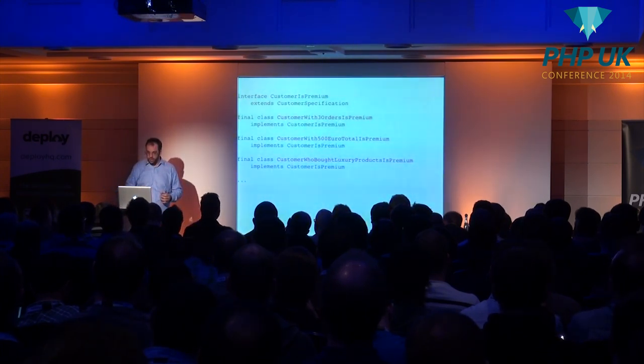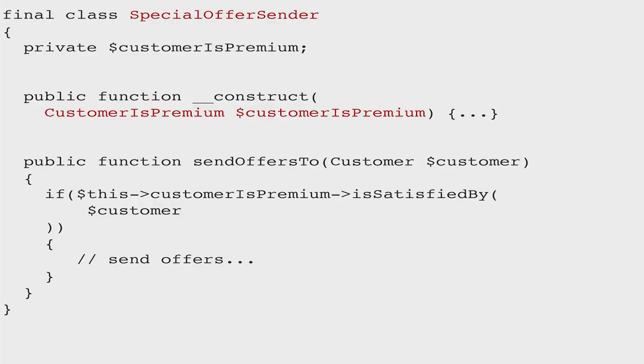And this is what it could look like in our client code. If we have a special offer sender or something, it knows to send offers to a customer if the customer's premium specification is satisfied by this customer.